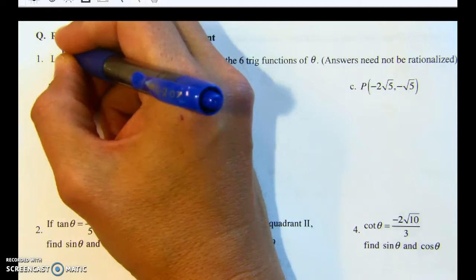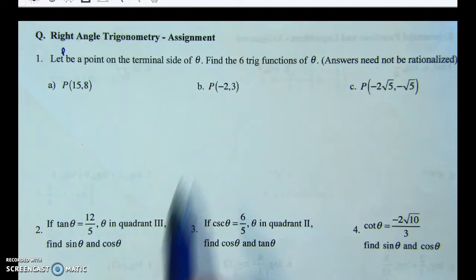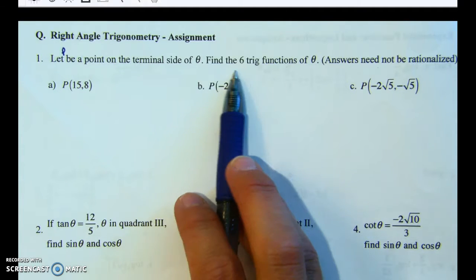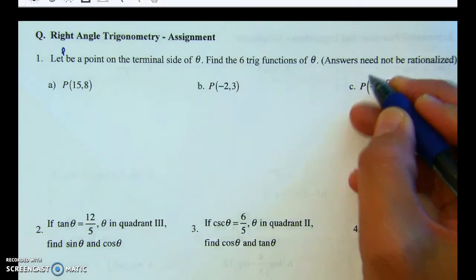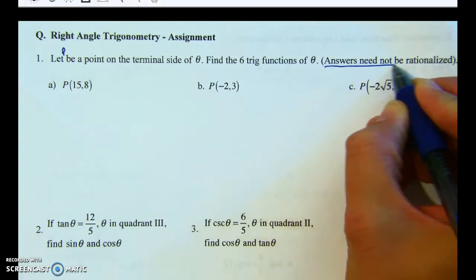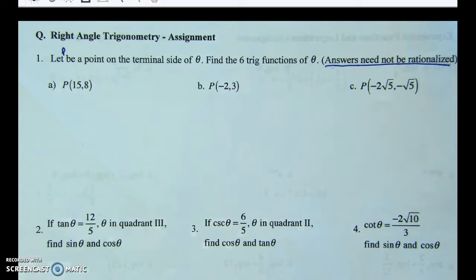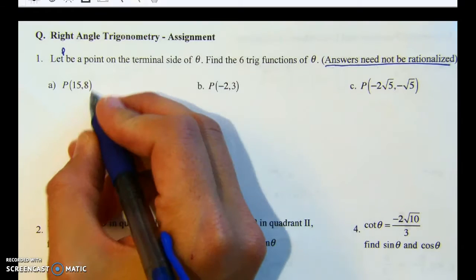It should say let P be a point on the terminal side of theta. That's an angle. We're going to find all 6 trig functions of theta. Oh, I have a surprise for you. Answers need not be rationalized. Calculus, you don't have to rationalize the denominator. Surprise, that's my gift to you. Okay, ready? Here we go.